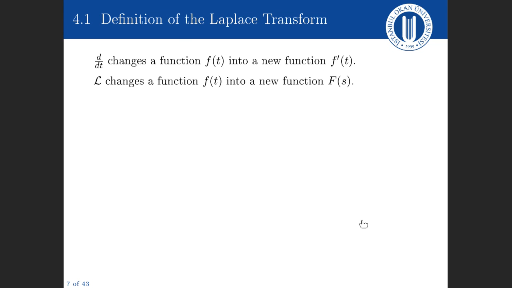The Laplace transform is another way to change a function into a new function. Again, let's suppose we start with the function small f of t. After we've done the Laplace transform, this changes it into a new function. And for the new function, we're going to use a capital letter. And typically, we're going to change the independent variable from t to s.